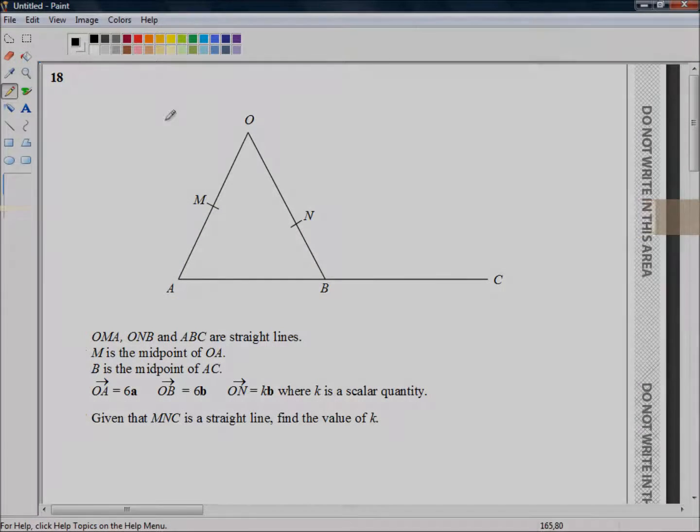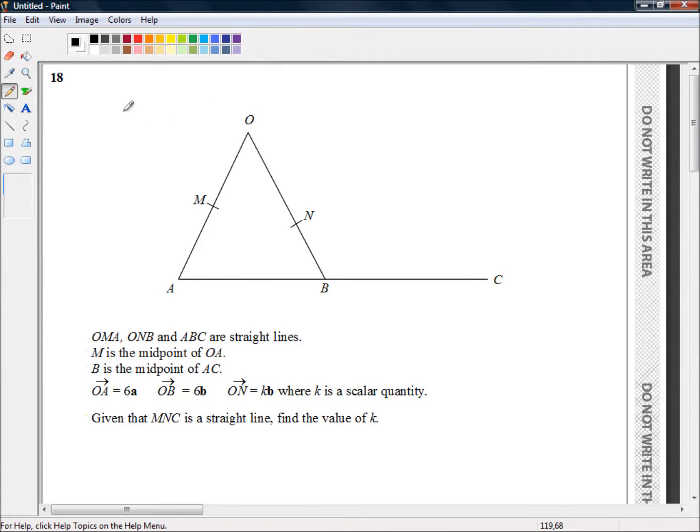Hello and welcome to the new style Edexcel GCSEs. These are the ones that go from grades 9 through to grade 1. This is paper 1MA1/3H. This is the third paper in the higher tier. It is a calculator paper, so we are allowed to use calculators. And we're picking up in question 18.